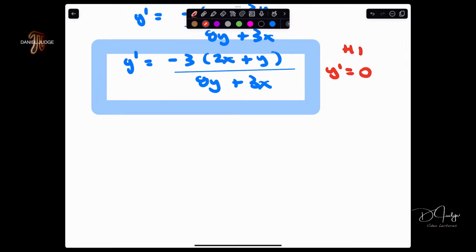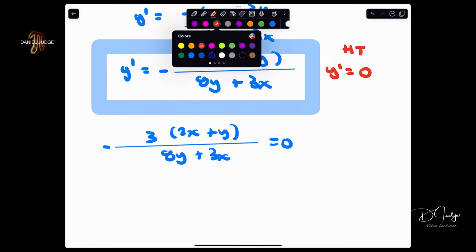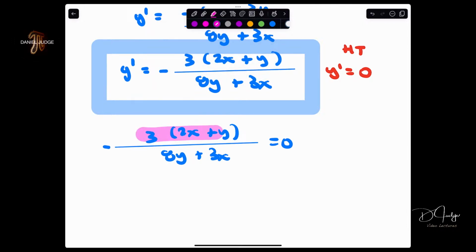Just want to remind people, horizontal tangent. So algebraically speaking, you have negative 3, 2x plus y over 8y plus 3x. This has to be 0. Now, I can put the negative sign at the same level. And what this means, again, let's remember to have that quotient equals 0. That means, if I try to find some colors, all right, let's use pink. That fraction equals 0, that quotient is 0.